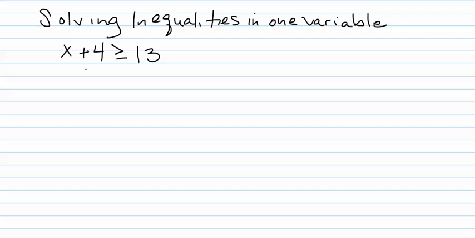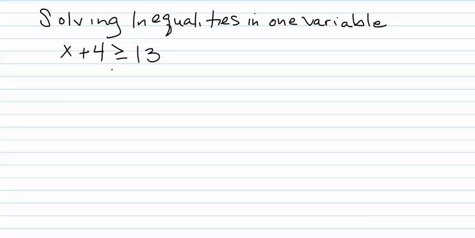Topic for this video is solving inequalities in one variable, and the process for doing this will be very similar to what we did when we solved equations in one variable. You might notice there's a different symbol in here. All that symbol really indicates is that the values for the variable that will work in this equation are more than just one single value.